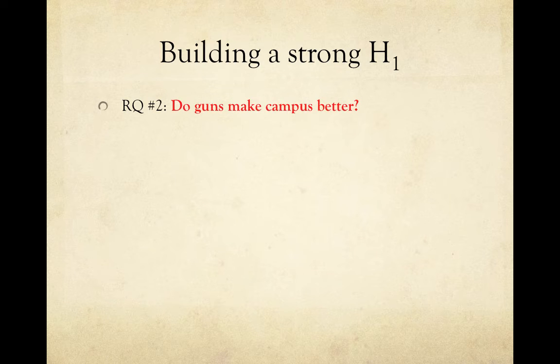Now, let's look at another example of going from an RQ to a strong H1 within the same topic. Look at the first example. Do guns make campus better? This RQ is weak, so let's make an improvement in the H1 to make this more specific and testable. Our H1 might be guns on campus impact crime. Now this is an improvement since it specifies what exactly is impacted on campus, which is crime. However, this first H1 still has weaknesses. For example, it does not specify the type of crime, again, violent or nonviolent, which types of campuses and when.